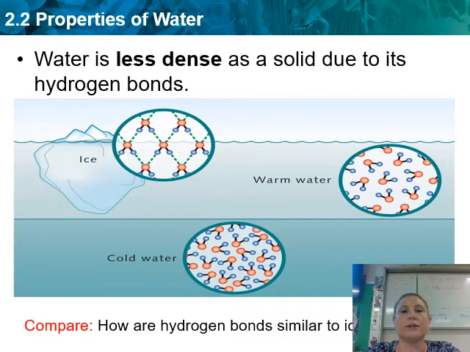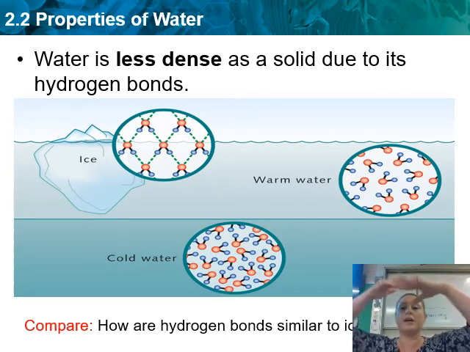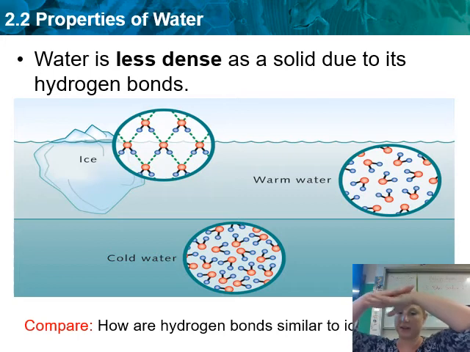The next thing, water is less dense as a solid, again, due to its hydrogen bonds. So when you freeze water and it becomes ice, the molecules actually space themselves out. They become less compacted, okay? So when they space themselves out nice and organized, they're less dense. And that's what allows the ice to actually float on the top of the water. And that actually helps living things survive underneath the ice because it acts as an insulator and keeps the water temperature warmer down below.